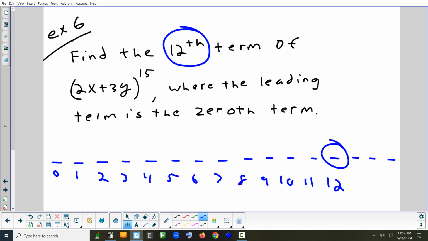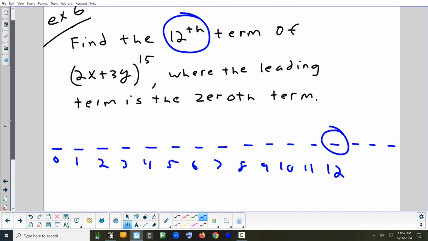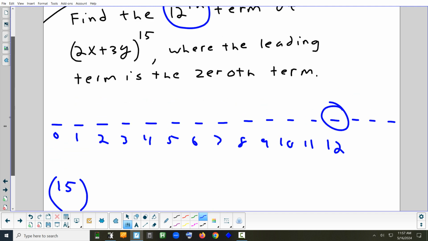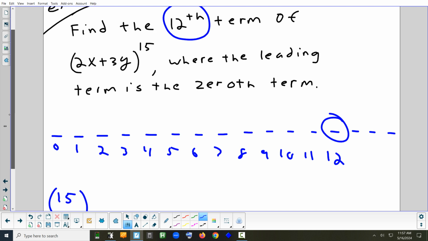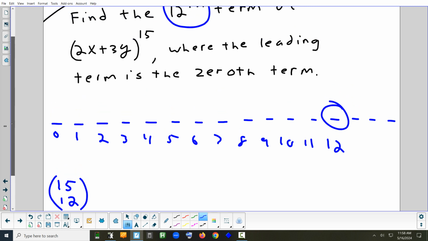Okay, what row are we working in? Yes, we're working in the 15th row. And what column are we working in? 12. That's why if you didn't start with 0 when you were numbering these, you would have a problem. You would be one off.